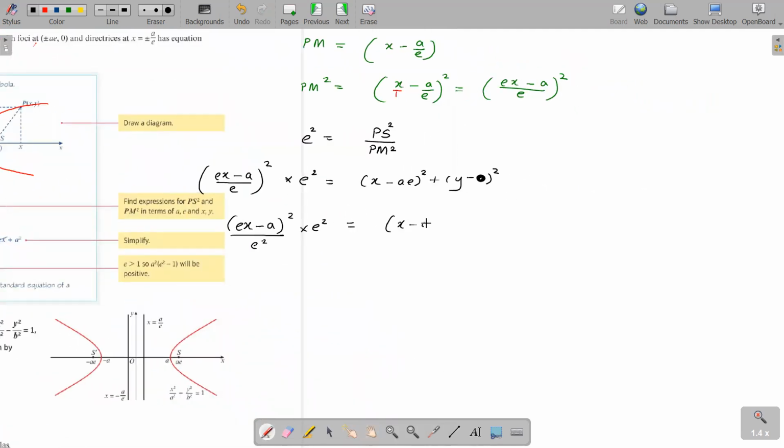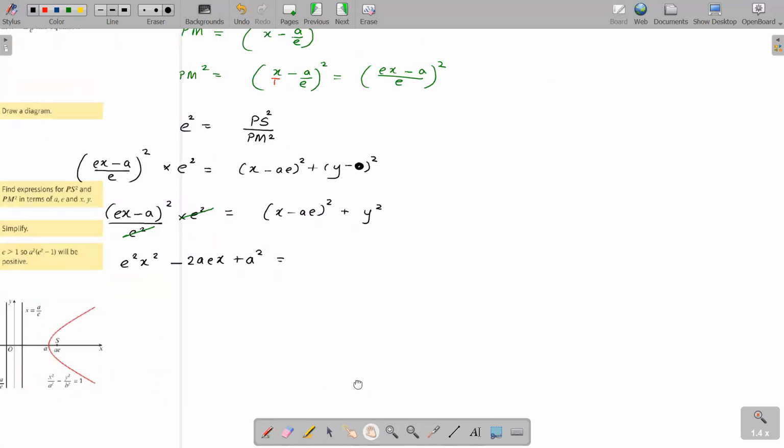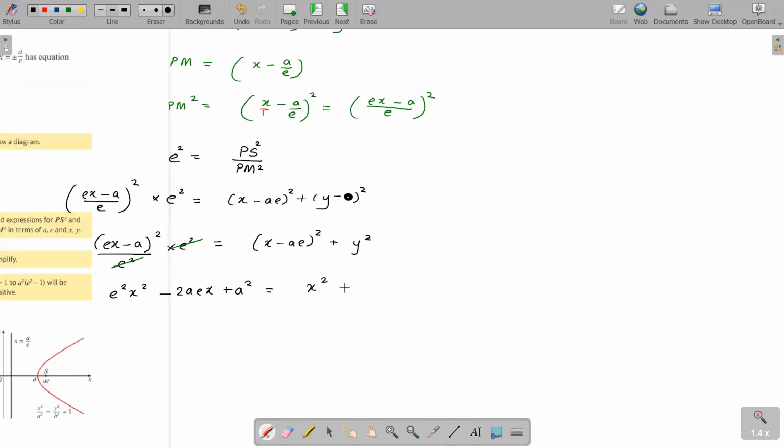Equals x square minus a e square plus y square. e square to e square cancels, right? Let's open the bracket: e square x square minus 2aex plus a square, equals x square minus 2aex plus a square e square, and then plus y square. Is that okay? I think you can see it. Similar terms cancel off. Minus 2aex and minus 2aex cancels.